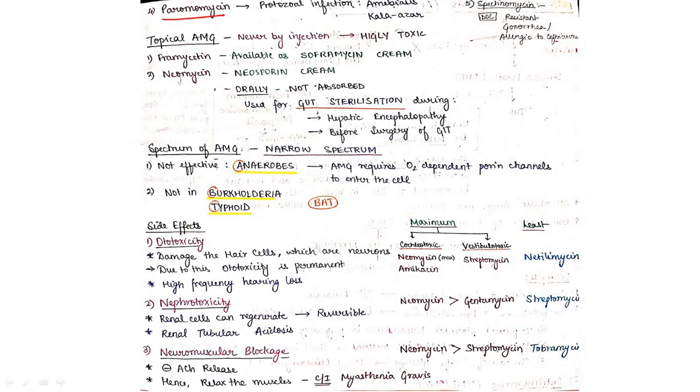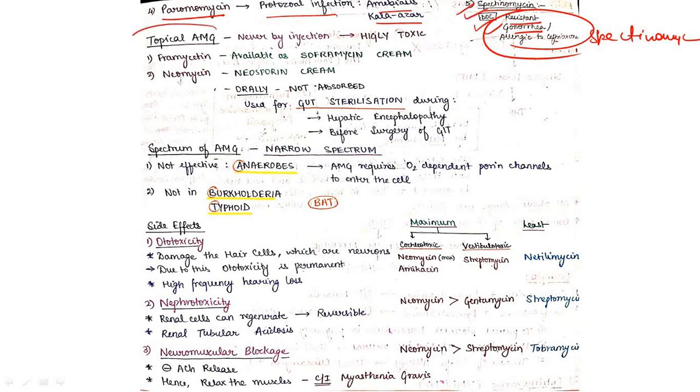Now the next drug is paromomycin, which is used for protozoal infections such as amoebiasis and Kala-Azar. Then spectinomycin, it is the drug of choice, remember this, for resistant gonorrhea or if there is allergy to ceftriaxone. In both cases, if there is allergy to ceftriaxone or resistance to ceftriaxone, spectinomycin will be the drug of choice.